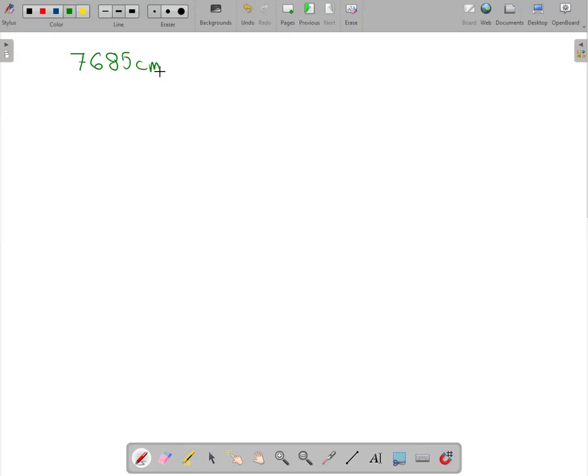Well, that's going to be a lot of inches, right? So maybe I want to convert it to feet. But it could be that's going to be a ton of feet too, and maybe I want to convert it to miles. I don't know. Let's try feet and see. So let's say I want to convert this to feet.